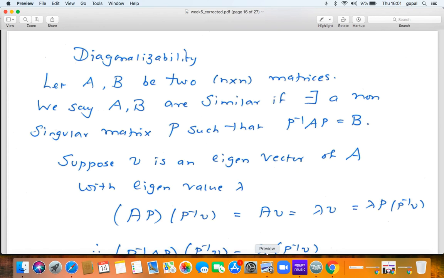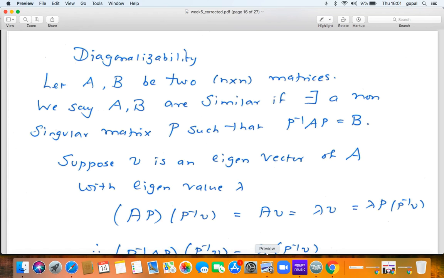Before we introduce diagonalizability, we need a certain concept known as similarity. So when are two n cross n matrices A and B similar? Two matrices of the same size are said to be similar if there's a non-singular matrix P such that P inverse AP is B. Of course, P must also be n cross n, otherwise the product doesn't make sense. So this is the notion of similarity of matrices.